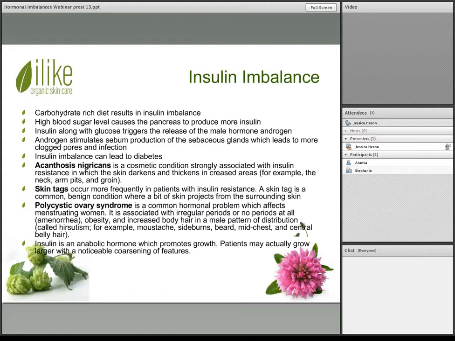Insulin is an anabolic hormone which promotes growth. So patients that are experiencing this type of insulin imbalance may also actually grow larger with a noticeable coarsening of features, sort of male-like as well.